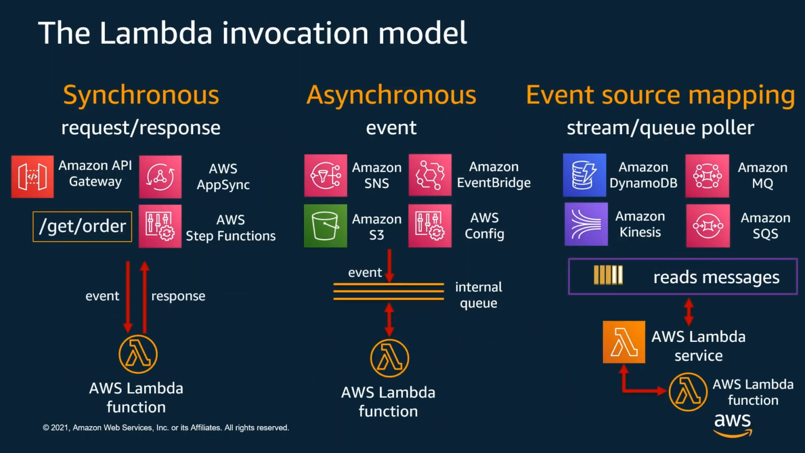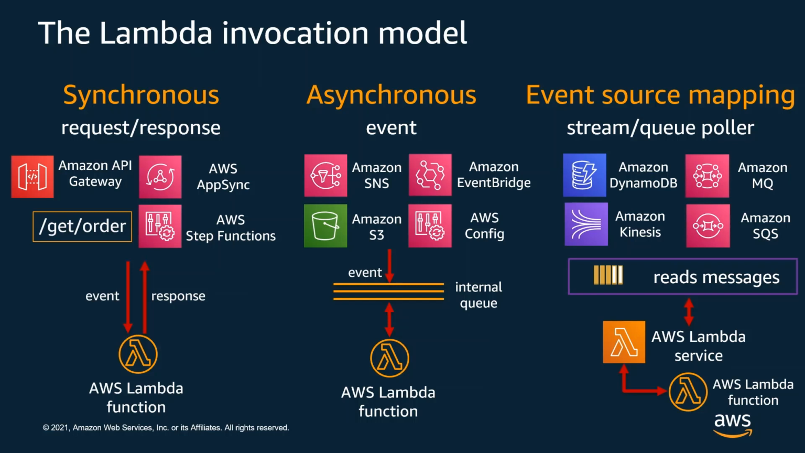Lambda also has three types of invocation models. Synchronous: the caller calls Lambda either directly or through a service like API Gateway. Here it's calling the /get/order URL, which is mapped to a Lambda function. This sends a request event to the Lambda function and waits for a response before returning it to the client.